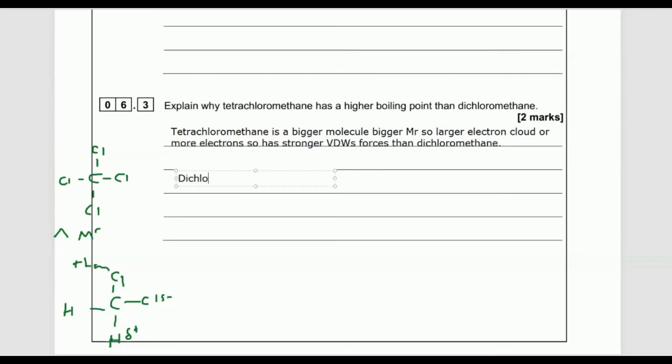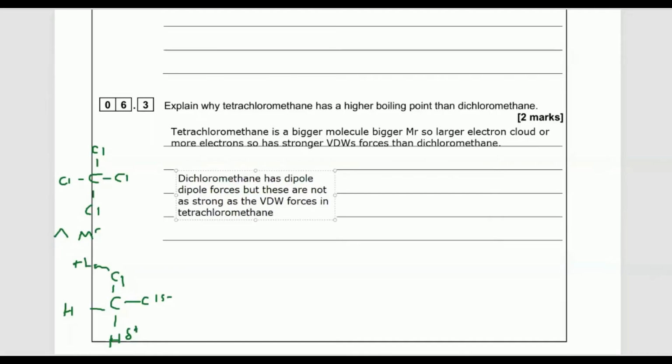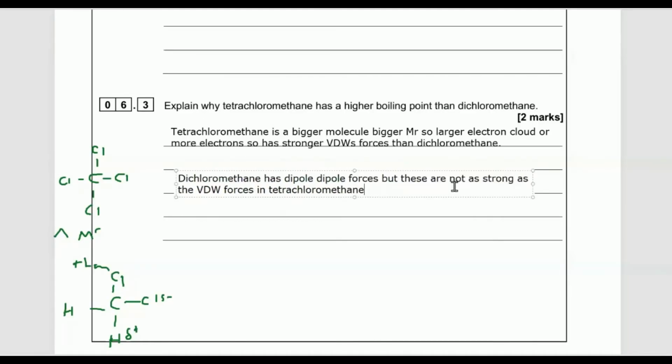Now, the dipole-dipole forces alone, if you were to compare one dipole-dipole force to a van der Waals force, a dipole-dipole force is a slightly stronger intermolecular force. But due to the fact that the tetrachloromethane is so much bigger than the dichloromethane, the van der Waals forces in tetrachloromethane are stronger than the dipole-dipole forces in dichloromethane. And that's due to the amount of the van der Waals forces.